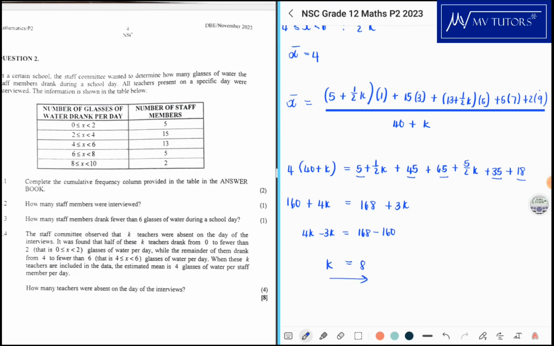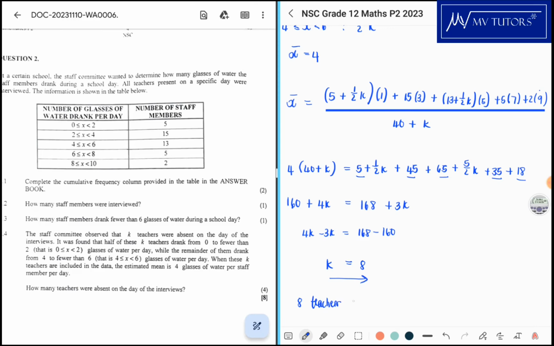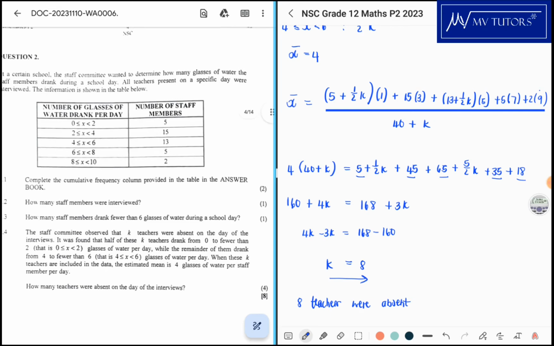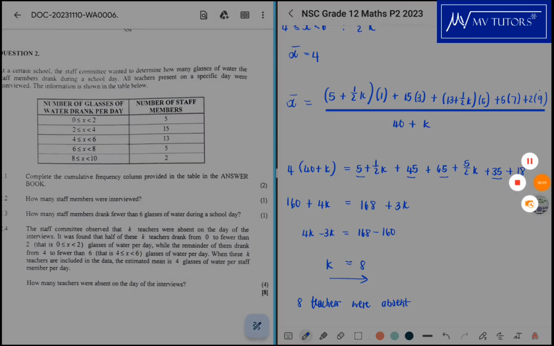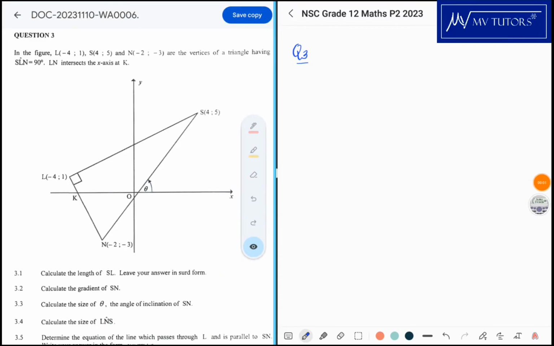So how many teachers were absent on the day of the interviews? 8 teachers were absent. I don't think it's necessary to write this down. Just saying k is equal to 8, that should be it. All right, and then we are done with question 2. Let us tackle question 3.